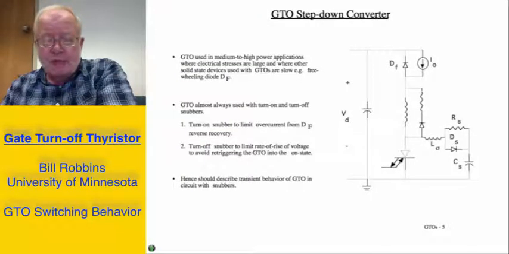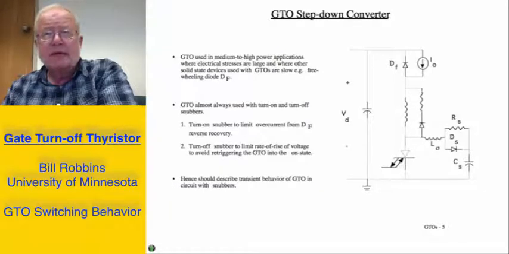In order to describe the turn-on and turn-off waveforms, we need to consider the GTO embedded in a specific circuit, because depending on the type of converter that it is in, the turn-off and turn-on waveforms may be somewhat different. I've chosen to talk about a fairly generic circuit, a step-down converter, using a GTO.